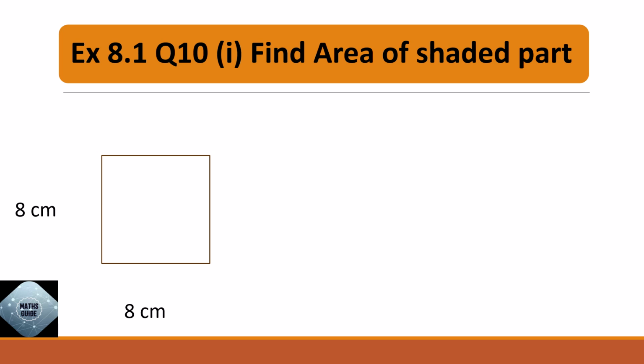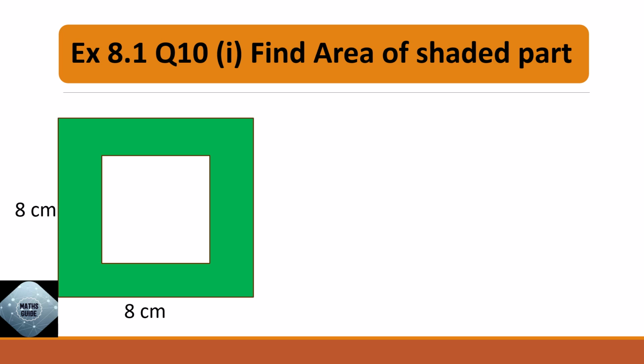Now exercise 8.1, question number 10. We have to find out the area of the shaded portion, only shaded portion. Now look at this figure. We have actually two squares, one big square that is green in color and a small square that is white in color. What we have to do? We have to just find out the area of the big square, and we will subtract the area of the white square from it, and we will be having this only green portion area.